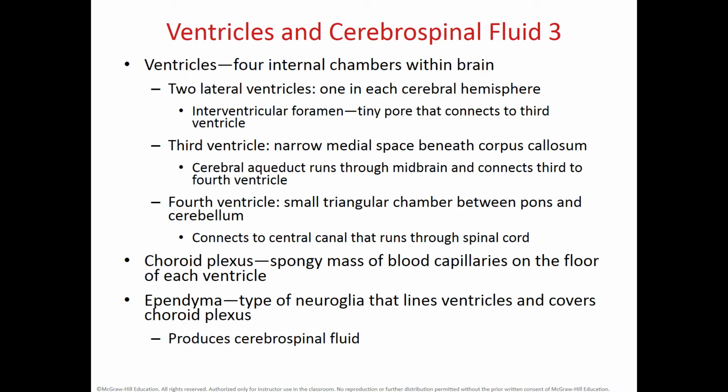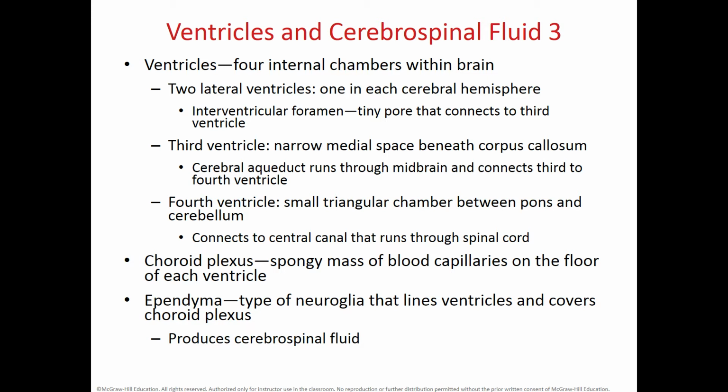As this CSF is produced, it runs along the different areas of the brain and then the spinal cord, and it's supposed to be absorbed by the arachnoid granulations. Also, we have these ependymal cells that line the ventricles and cover the choroid plexus, and also the central canal in the spinal cord, that produce the CSF actually.